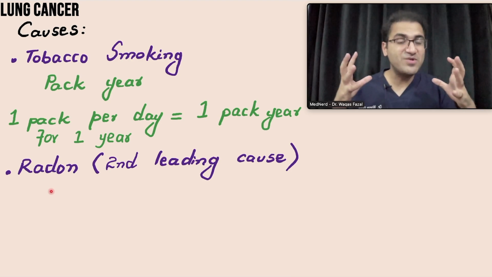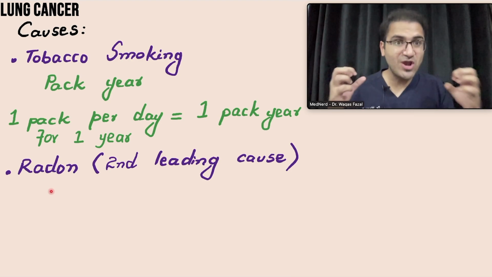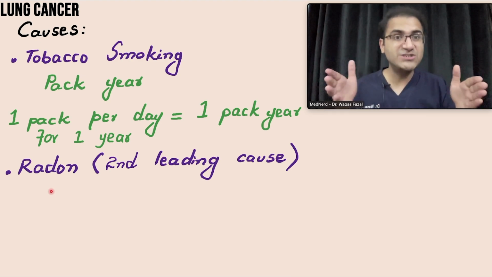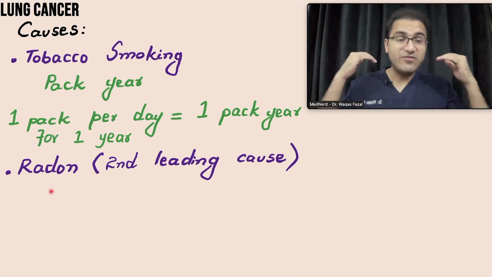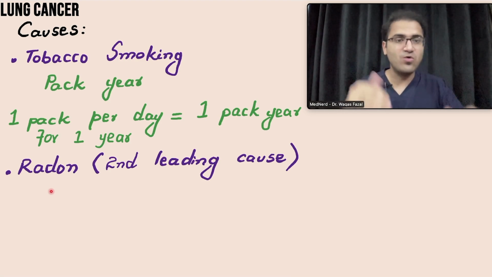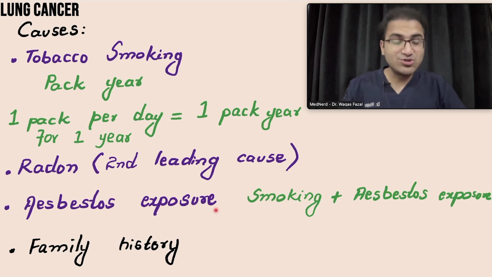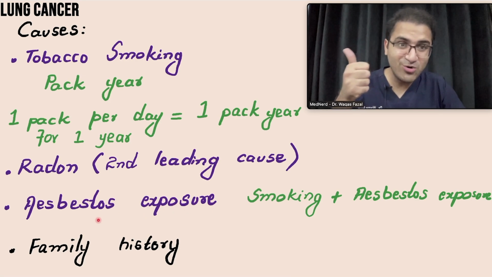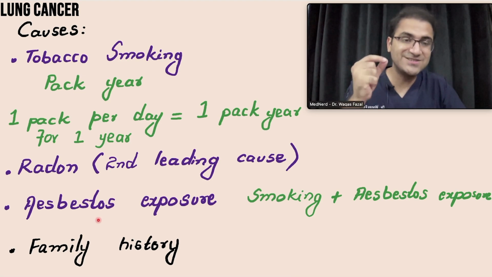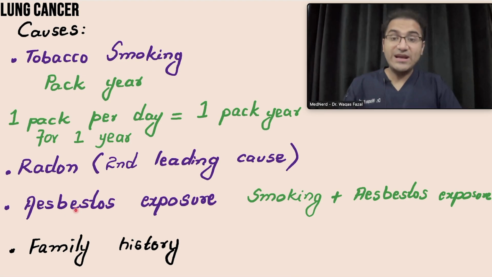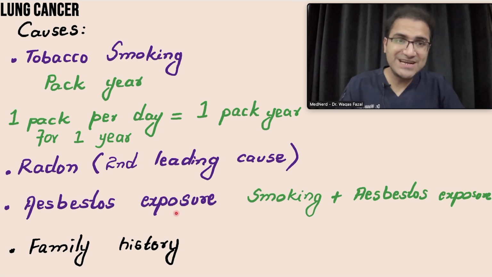Radon is a radioactive material that is present in the soil, and those who are living in the basements are more prone to radon exposure because the ventilation in the basement is low. Asbestos exposure can result in lung cancer. Remember, I have a full detailed video on pneumoconiosis where I have talked about asbestos and how it causes lung cancer, the bronchial carcinoma. Asbestos exposure can also result in lung cancer.